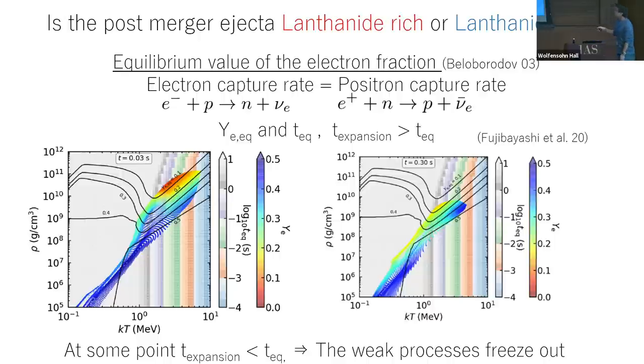You can see that in the initial phase, chemical equilibrium is achieved and the electron fraction settles down to the equilibrium value, in particular for the high density and high temperature regime, because the equilibration time is shorter than the expansion time scale. So once the post-merger object evolves, and the density and temperature go down, at some point the expansion time scale, or dynamical time scale, is shorter than the equilibration time scale. Then the weak interaction process freezes out, which determines the electron fraction of the object.